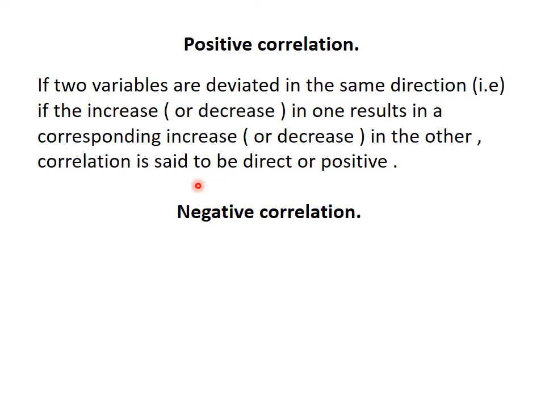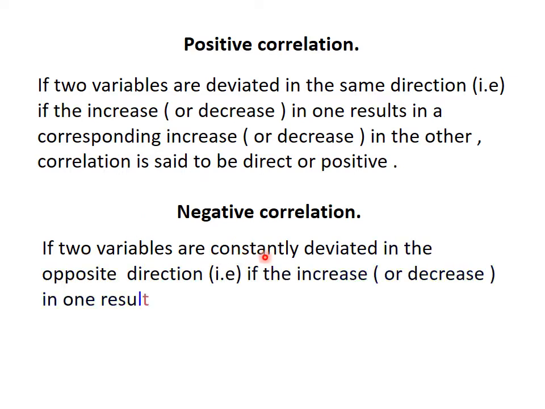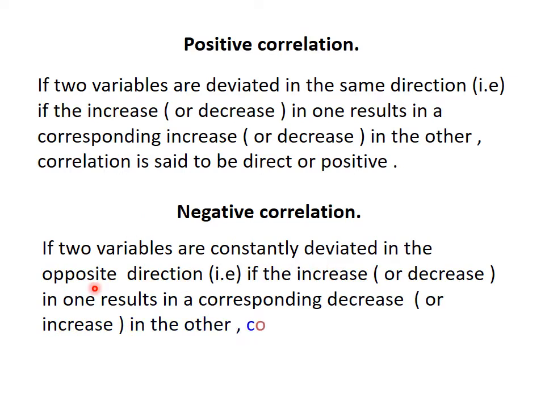Negative correlation. If two variables constantly deviate in opposite directions, that is, if an increase in one results in a corresponding decrease in the other, then the correlation is said to be negative correlation.